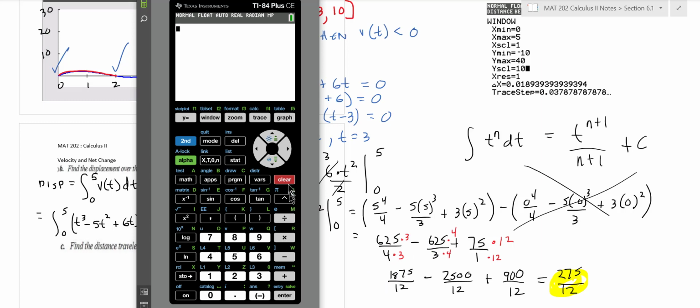You could actually just go 625 over 4. I'm just back at this point right here without getting a common denominator. Then you could say minus 625 over 3. And then you could say plus 75. Okay, like that. That'll give you decimal. Now, we want exact answers typically. So you can go math, fraction, press enter, and it gives you that answer. Okay, so you can do your fractions numerically.